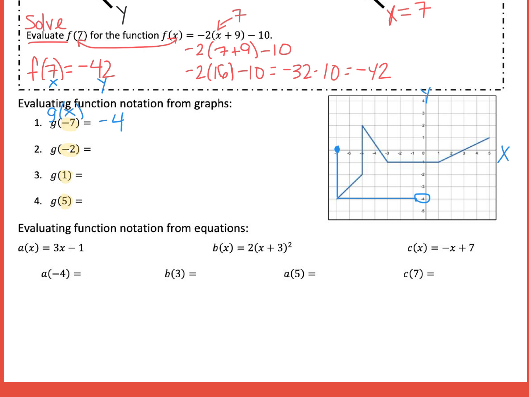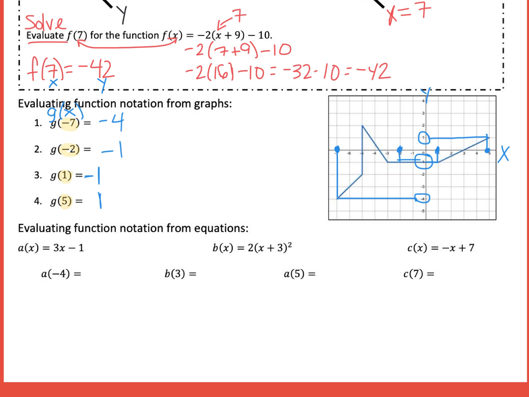If I was to look at negative 2, so here's where x is negative 2. I'm going to go down and touch my line. I'm going to go over. My y is negative 1. My x is 1. I'm going to go down and over. It is still 1. And then g of 5, so here's where x is 5. I'm going to touch my line and go up to y is positive 1. I forgot my negative on number 3.